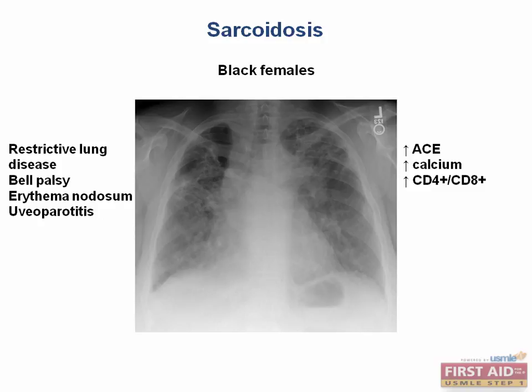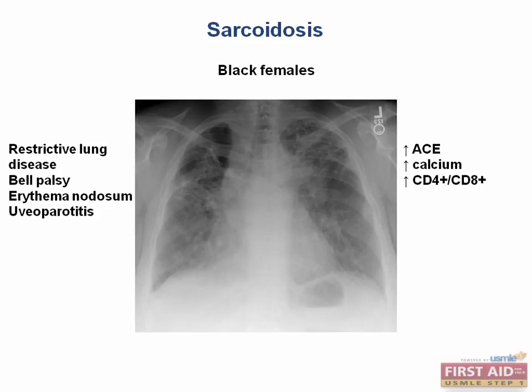The second sign is an elevated calcium level. Now, why would calcium be elevated? Because the macrophages in the granulomas activate more vitamin D, leading to increased gut absorption of calcium, and thus hypercalcemia. How do you think this would affect PTH levels? Well, it would decrease serum PTH. One more finding on labs you may see is an elevated CD4-CD8 ratio.